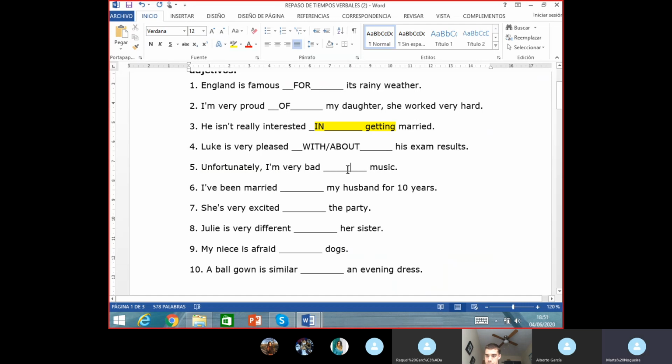5, unfortunately, I'm very bad at music. Be good at something, be bad at something. 6, I've been married to my husband. You could say "with", but for me it sounds better to be married to someone. You could say "with", let's put it here. To my husband for 10 years. 7, she's really excited about.